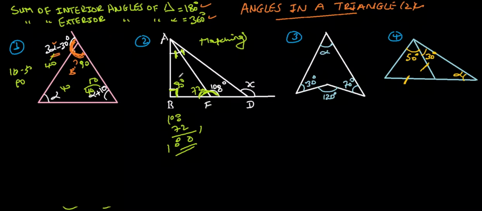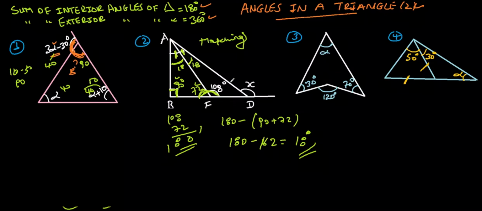If we know this angle, the third angle must be 180 degrees minus 90 plus 72. That means 180 minus 162, which is 18 degrees. So this one is 18. If this one is 18, this one is also 18 degrees, because we said they are similar. Then we have to find this angle.